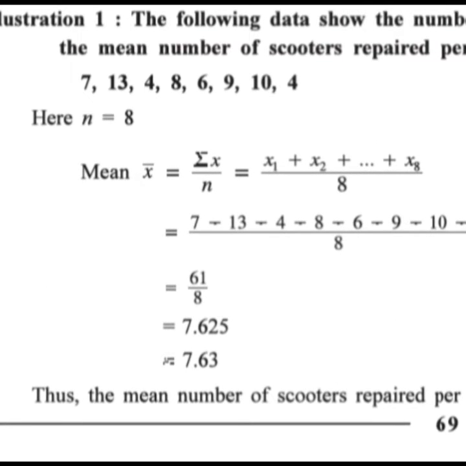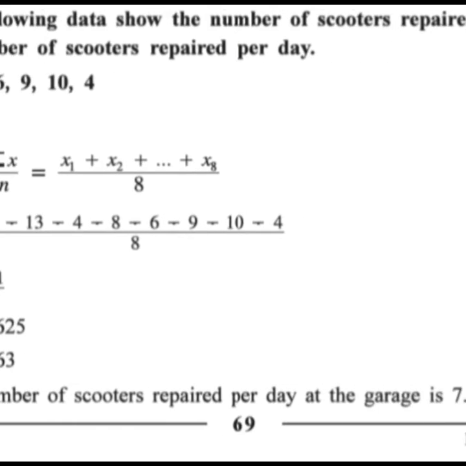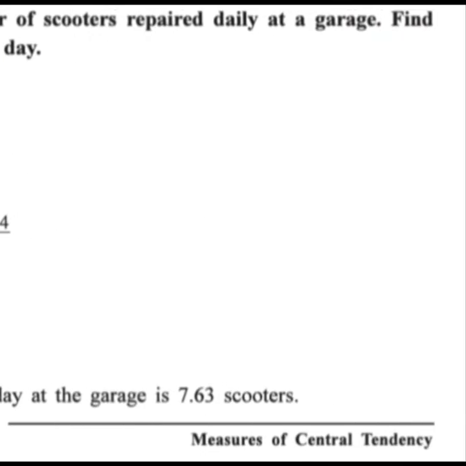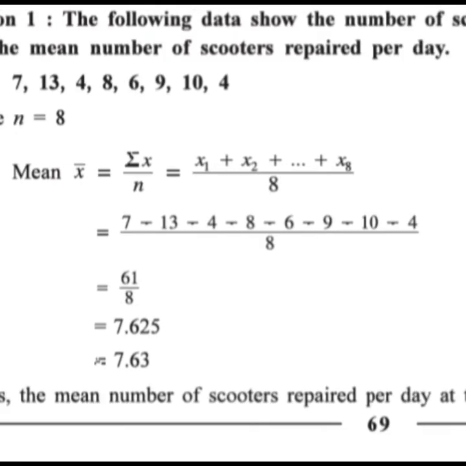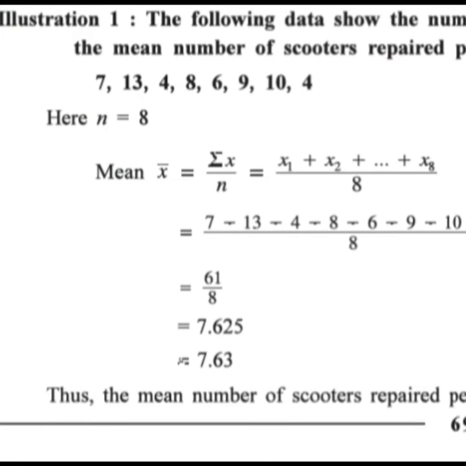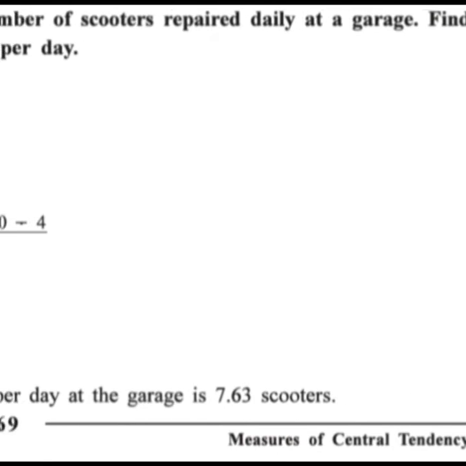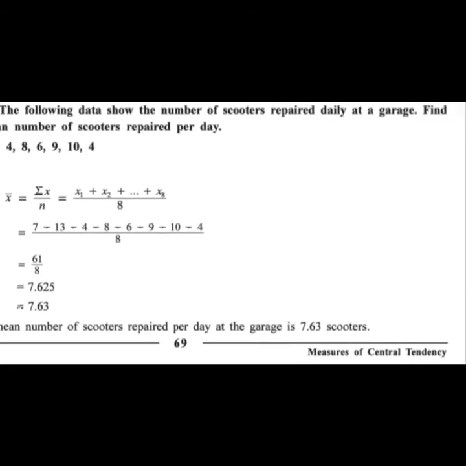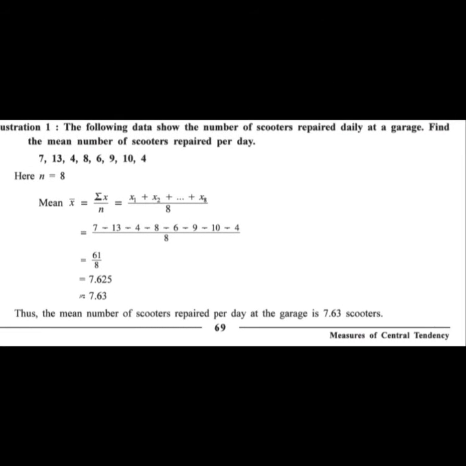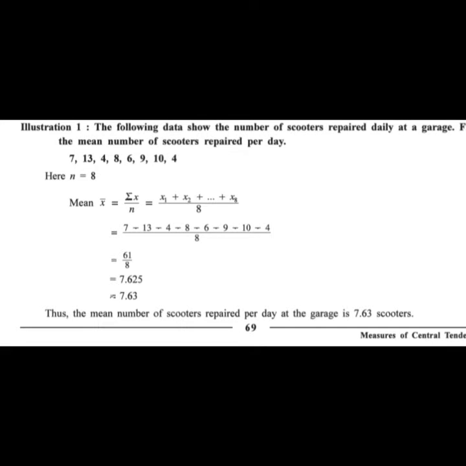Now we shall see our first example. What has been given in our example number 1? That the following data show the number of scooters repaired daily at a garage. They ask us to find the mean number of scooters repaired per day. Over here, children, they have given how many scooters are being repaired every day in a garage, and we need to give that on an average.